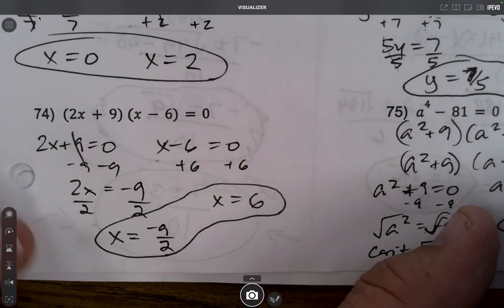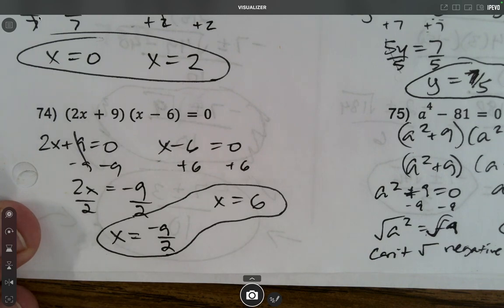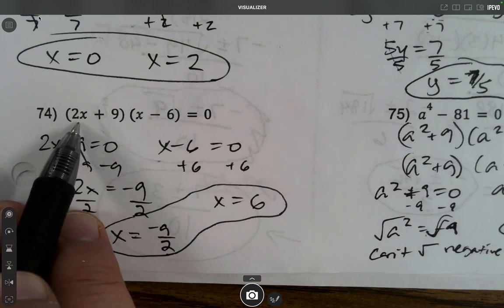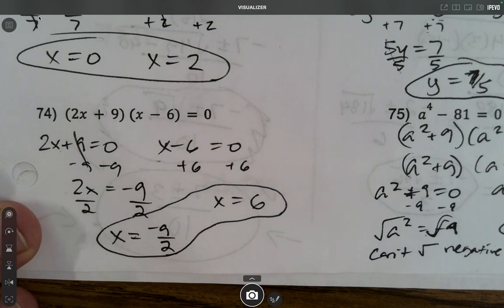On 74, they've already done step 1 for us. They already have this factored. So you don't need to FOIL it. We want it factored. So this one's shorter and quicker than the others. You just jump to step 2, where you set each factor individually equal to 0.